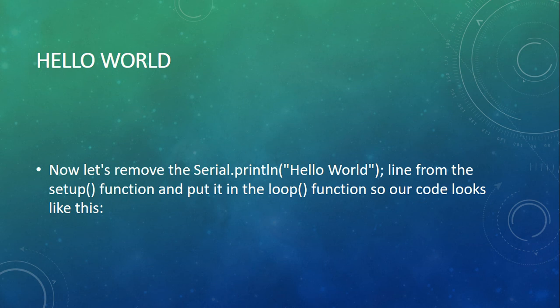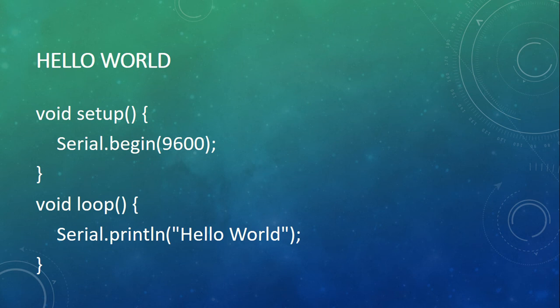So what if we want to not just display one line of hello world, but we want to put succeeding lines? So this is another modification of the hello world. Now let's remove the Serial.println open and close parenthesis hello world semicolon line from the setup function and put it in the loop function, so our code looks like this. Okay, so we have this one. Along with the Serial.begin 9600, put this code inside the void loop.